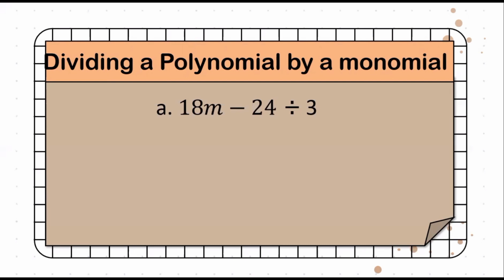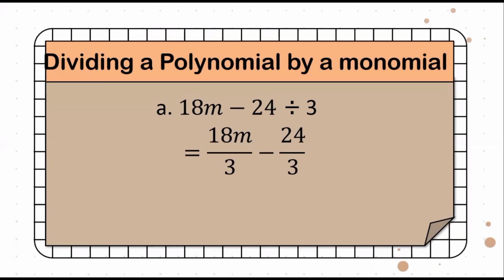Okay, just like with our first example, 18m minus 24 divided by 3. Okay, so we now have divide each term of the polynomial by the monomial. So there are 2 terms under polynomial. In each term of the given polynomial, you have to divide it to the monomial given. So 18m divided by 3 minus 24 divided by 3. That will give us the quotient now of 18 divided by 3. It's 6, break down m, minus 24 divided by 3. It's equal to 6m minus 8.